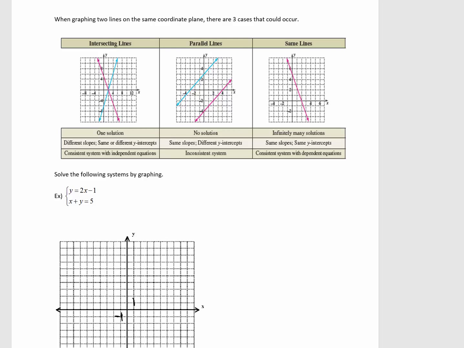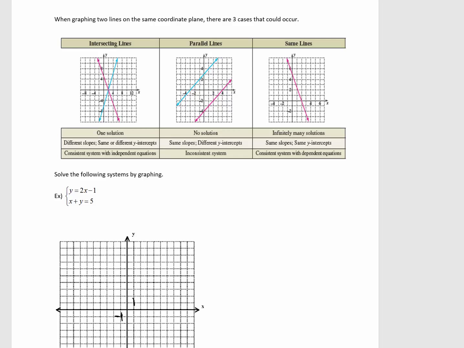So now I want to start graphing two lines on the same coordinate plane. Well, there are three cases that could occur. You could have intersecting lines, and the solution to that system would be where the two lines are intersecting. They will have different slopes, but the y-intercept may be the same or different. This is a consistent and independent system.